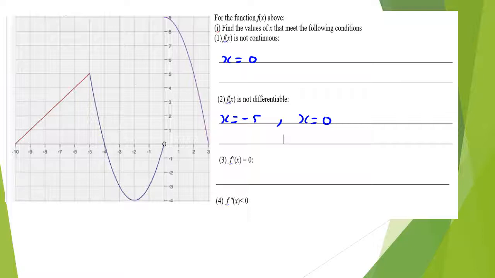The next one, f dash of x is 0, obviously when you have a turning point, and the turning point is at x equal to -2. F double dash is less than 0 when the function is decreasing, and you can see it's decreasing up here, so that means when x is greater than 0, less than 3.